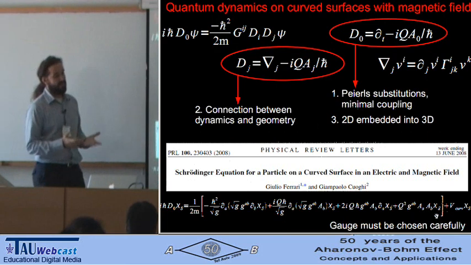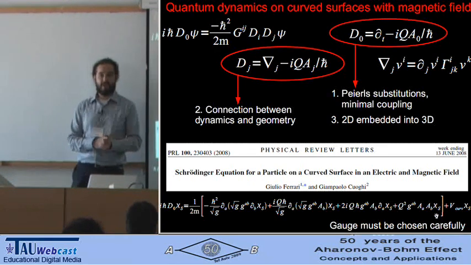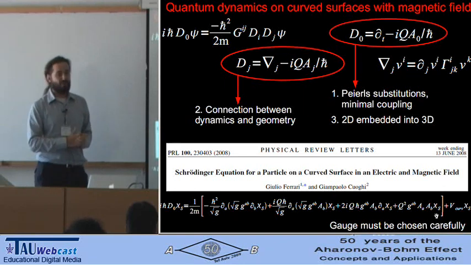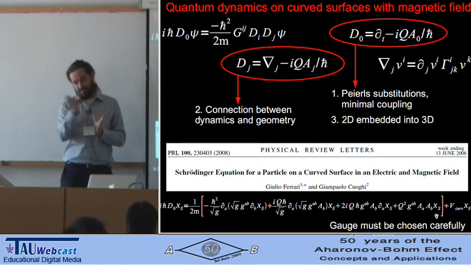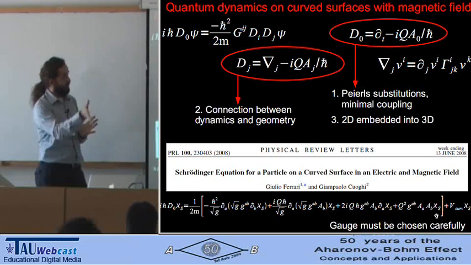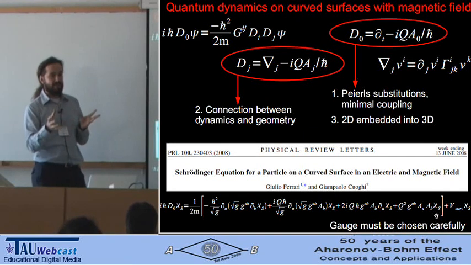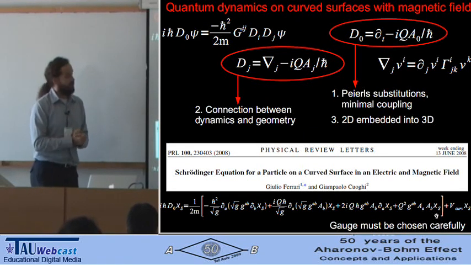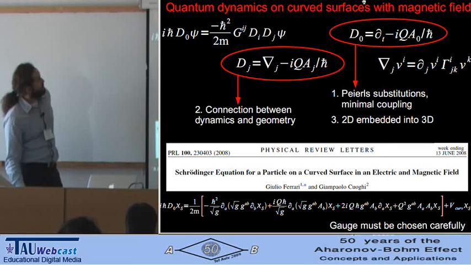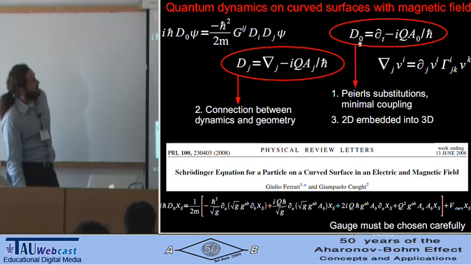If you want to apply a field, it's even more complicated, because once you apply a magnetic field, of course, the magnetic field acts on the velocity, and maybe you have an interplay between the curvature and the velocity. And so you have to develop, again, very carefully the theory. You start from the Schrödinger equation again, and then by the Peierls substitution, you include the magnetic field.